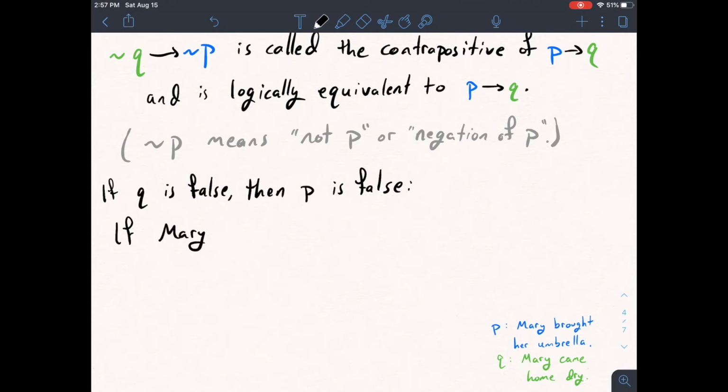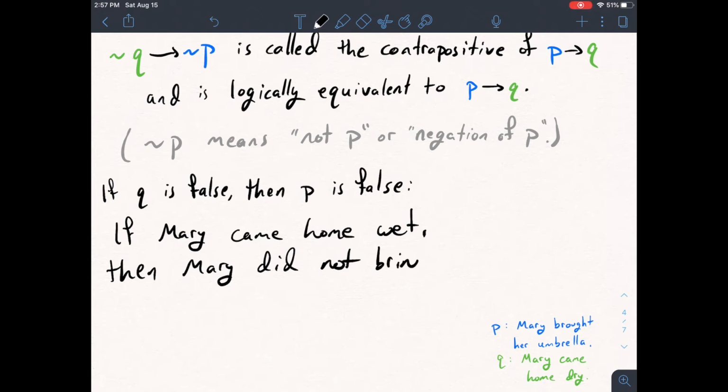So Q says that Mary came home dry. If Q is false, then that means Mary came home wet. Then P is false. Then Mary did not bring her umbrella. Okay, so we negated these two statements by saying Mary came home wet instead of dry, and then Mary did not bring her umbrella instead of she did.